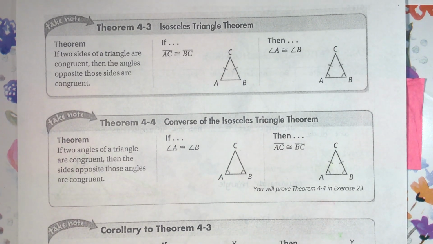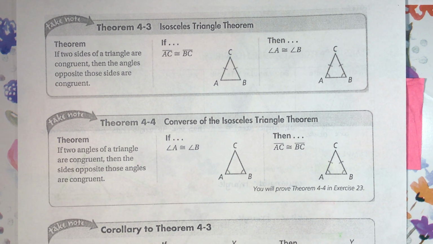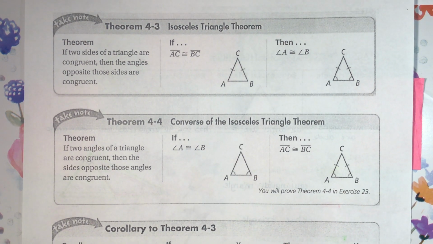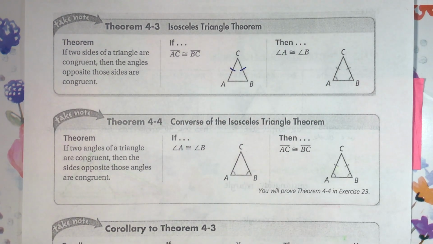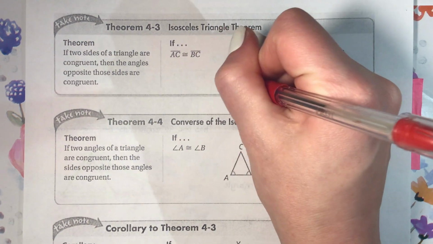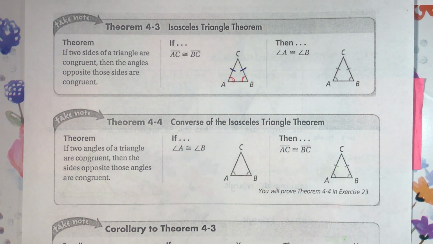I'll just kind of go over them in general. The first 2 are closely related. They are converses of each other. And it says if 2 sides of a triangle are congruent, then the angles opposite those sides are congruent. So I have a congruent side and a congruent side, which means this angle is congruent to this angle. It's going from the side to the angle.